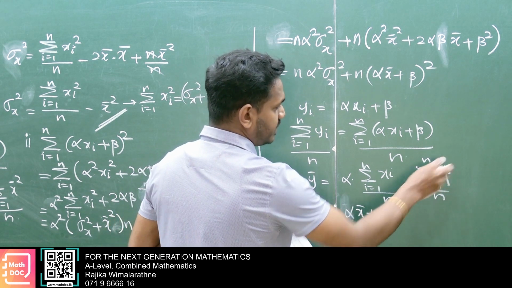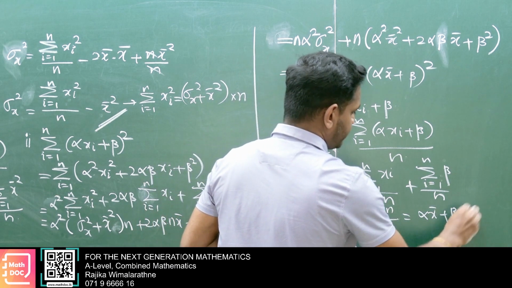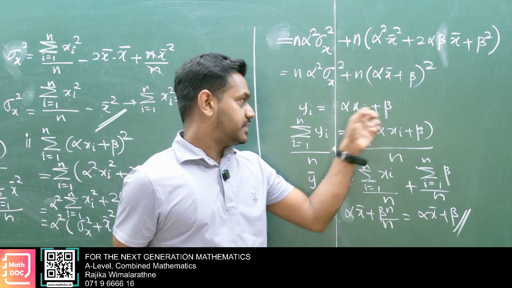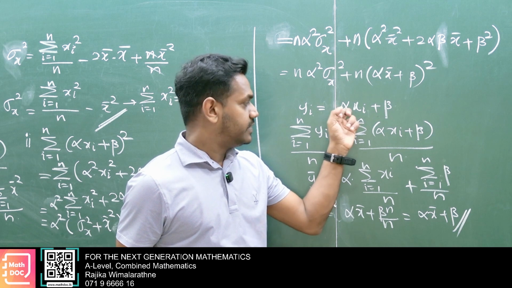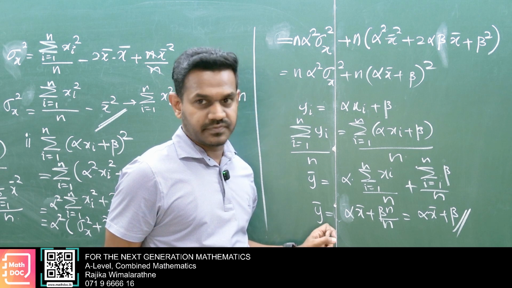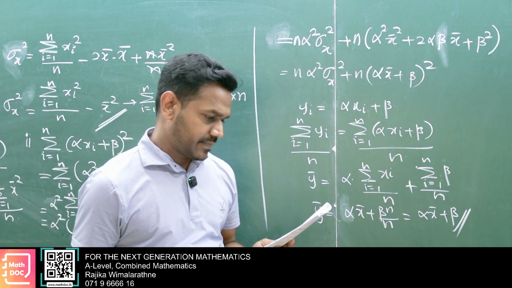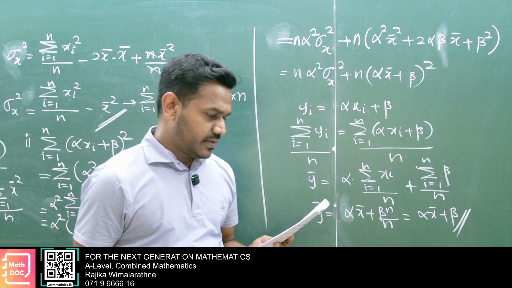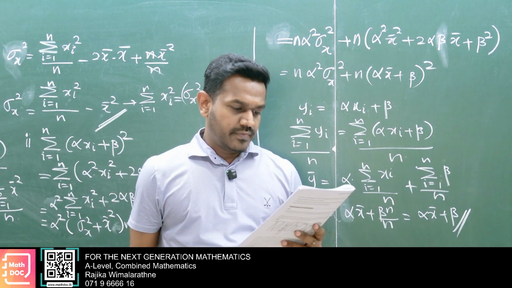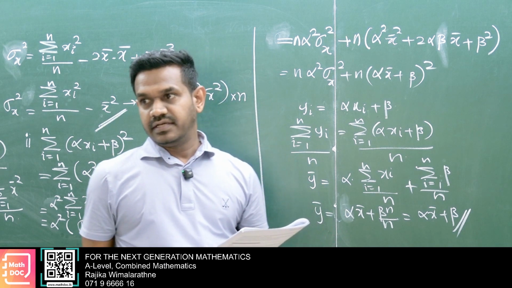Here beta summed, then beta times n divided by n. Then alpha x bar plus beta. That thing we have also done before. Here, for a linear transformation, alpha times the original mean, or original value, gives the transformed mean. Then, by using 1 and 2, deduce sigma y squared equals alpha squared sigma x squared. You have to follow that.